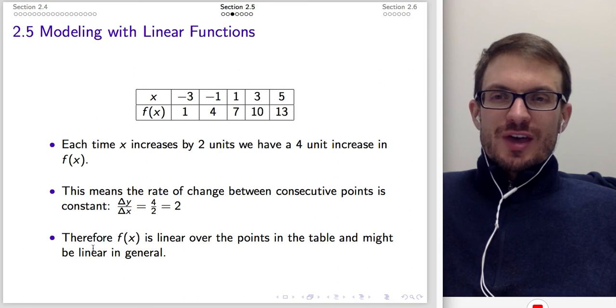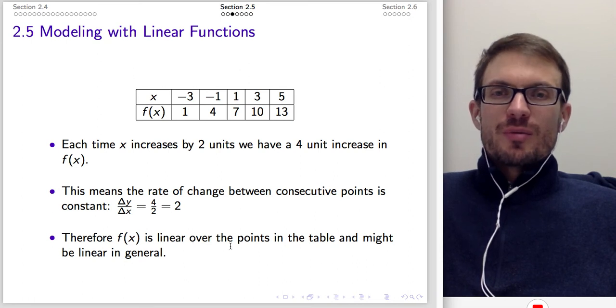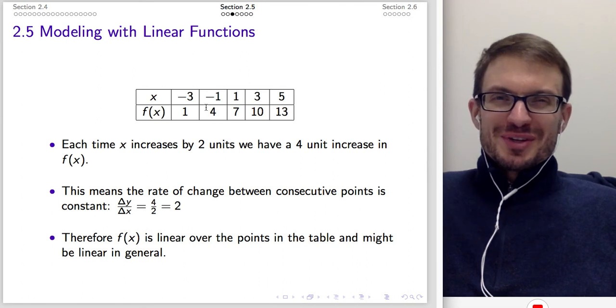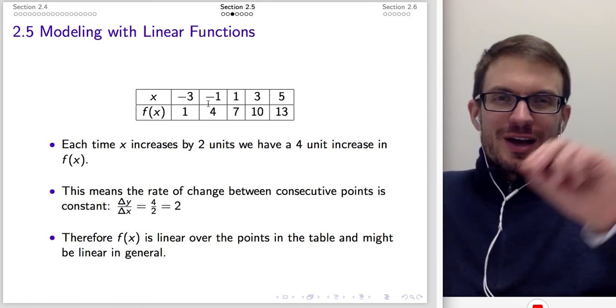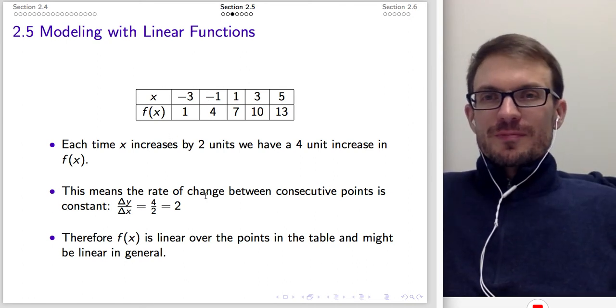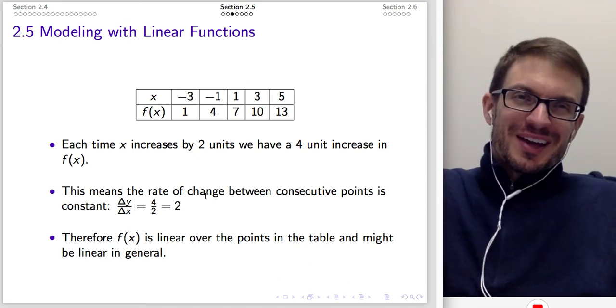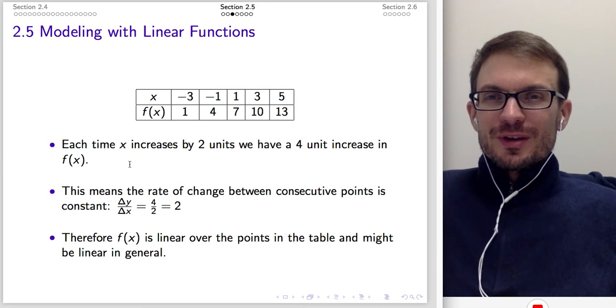Our conclusion is that this function is linear over the points and might be linear in general. I say might because we don't know what's happening between these points. Maybe there's some squiggly line segment in between, right? Maybe this whole thing is a bunch of squiggles and I've just given you points that happen to line up on a line. You never know.